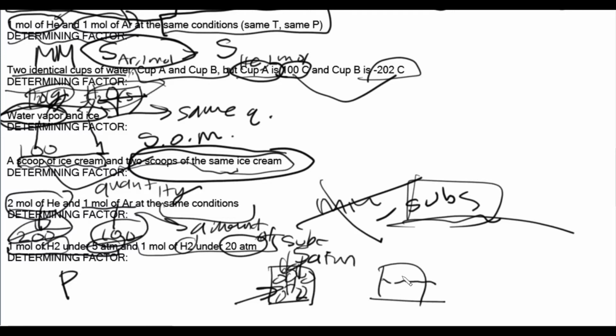Now, if we have a helium sample that is under lots and lots and lots of pressure, well, guess what? The molecules will have less freedom. Less freedom means less randomness, and that results in a lower entropy. So guess what? In this case, the 1 mole of hydrogen gas under 5 atmospheres will have the higher entropy because it has more freedom and thus is able to create more microstates.